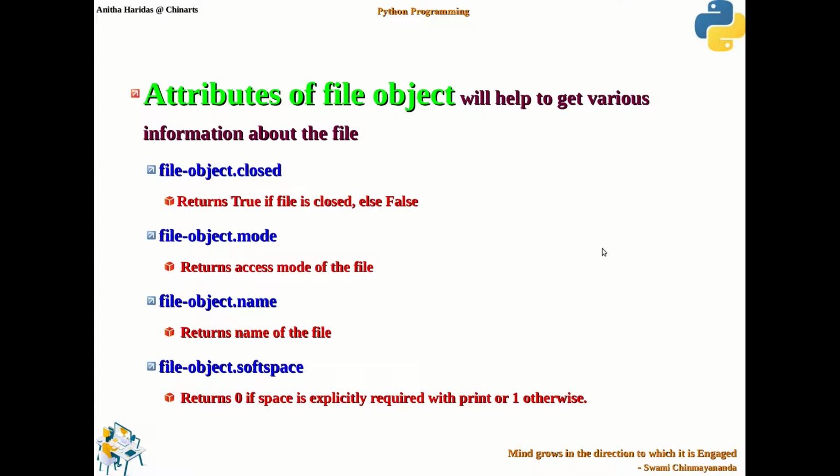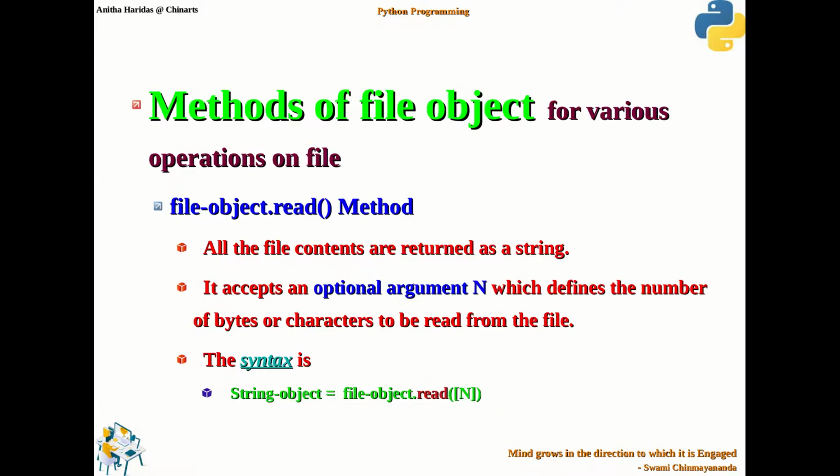I repeat, closed will return true or false, the boolean value, depending on whether the file is closed or not. Mode returns the access mode of the file. Name returns the name of the file. And softspace returns 0 if a space is explicitly required with print or 1 otherwise. Okay. So these are the different attributes available. The next one is the different methods of the file object available for various operations on the file. So we are going to talk about different methods of the file object.